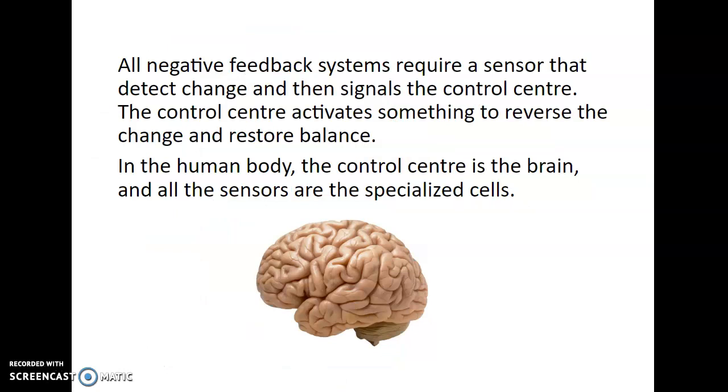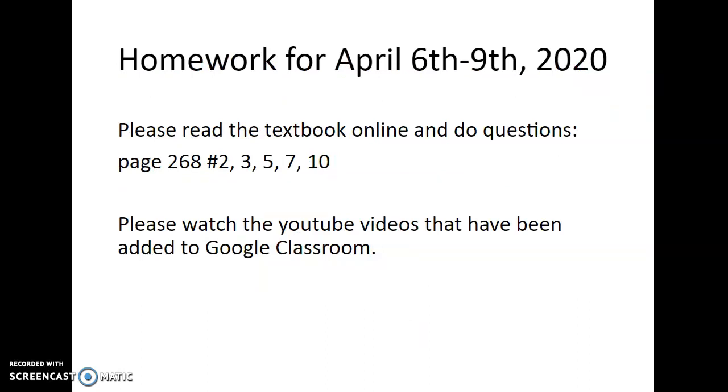All negative feedback systems require a sensor that detects change and then signals the control center. So the control center activates something to reverse the change and to restore the balance. So how do we relate this to the human body system? In the human body system, the control center is the brain, and the sensors are all of the specialized cells within our skin and our different organs that pick up that something is not balanced. They then signal to the brain to initiate a response, and then the response is sent to different parts of the body to maintain a range, to bring us back to homeostasis.